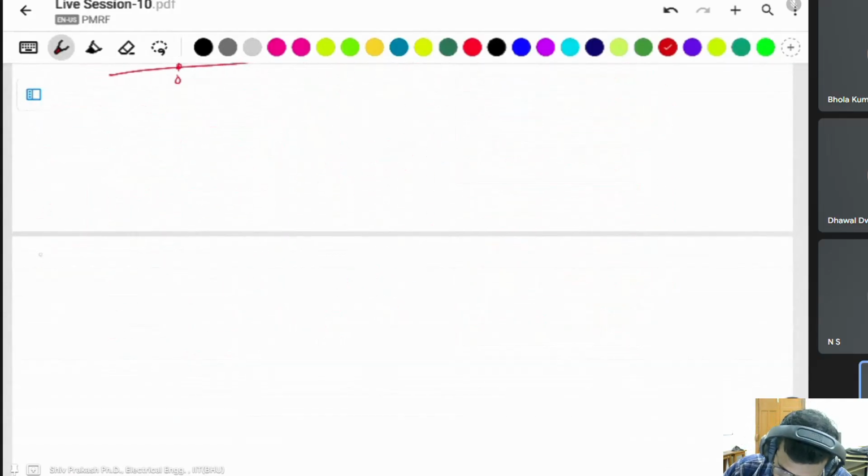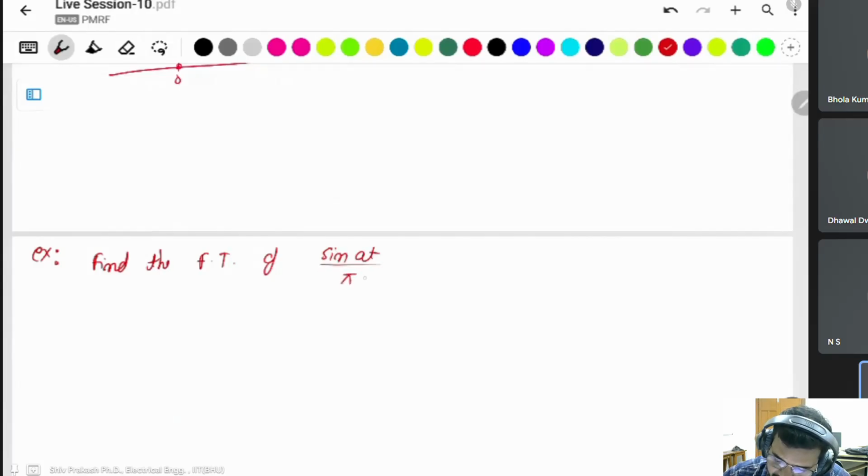Next example on the basis of the same properties. Find the Fourier transform of sin(at) divided by πt.